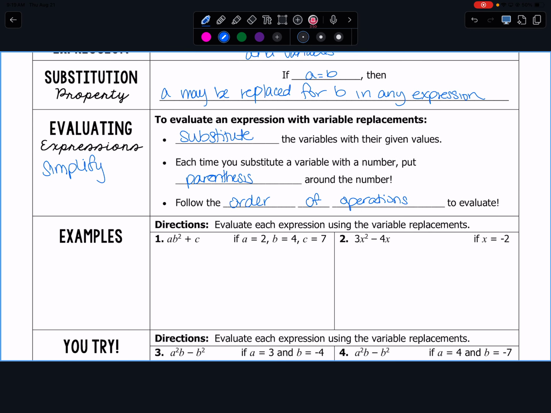So if I do a couple, you put 2 in for A, you put 4 in for B, you're squaring B, and you're adding 7 for C. So then I do my exponent first, which is 16 plus 7. I do my multiplication second, which is 32 plus 7, so I get 39. It's pretty straightforward. Plug it in and do some order of operations that you did yesterday.